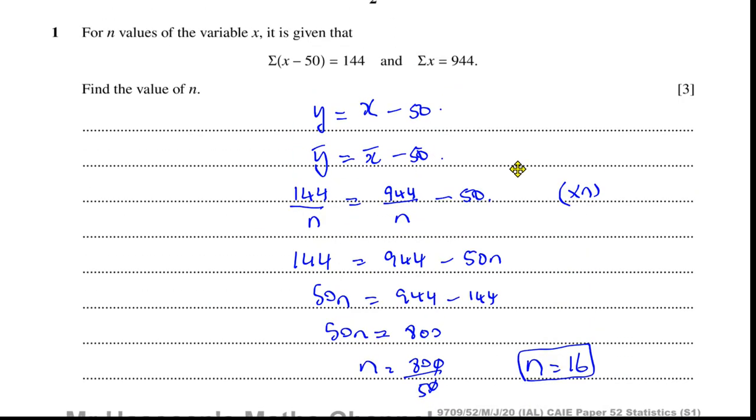So when you have a set of data and you take away the same amount from each data value, then the mean of that data is also basically the original mean take away 50. So that's how we deal with this question.